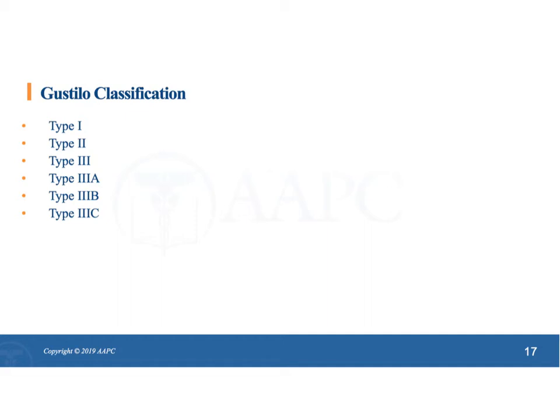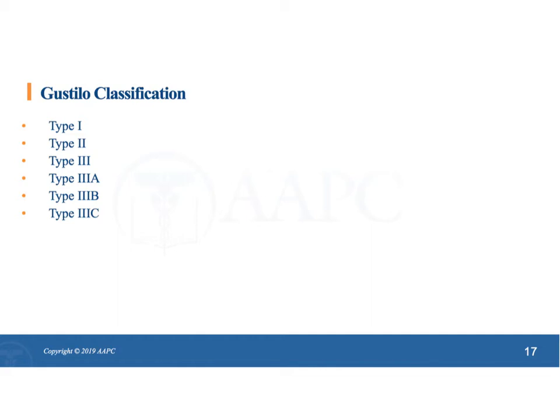Type 3A, wound is less than 10 centimeters with crushed tissue and contamination. Soft tissue coverage of bone is usually possible with intramedullary nailing. Average time to union is 30 to 35 weeks. Type 3B, wound is greater than 10 centimeters with crushed tissue and contamination. Soft tissue is inadequate and requires regional or free flap with intramedullary nailing. Average time to union, 30 to 35 weeks.